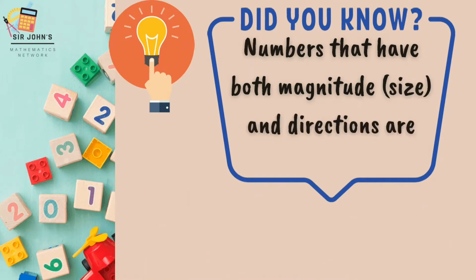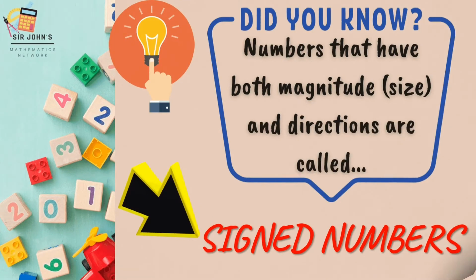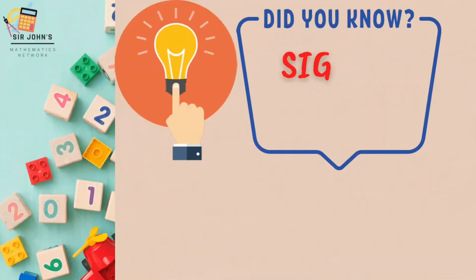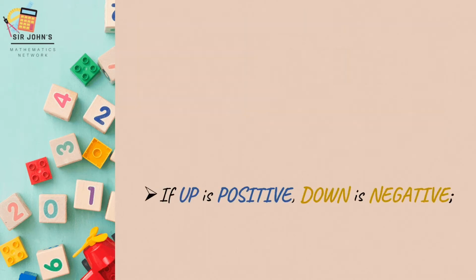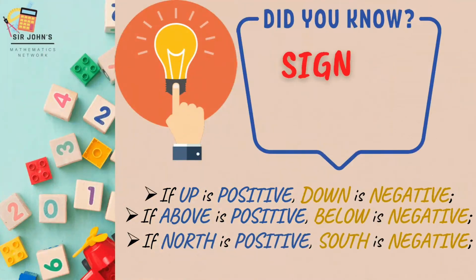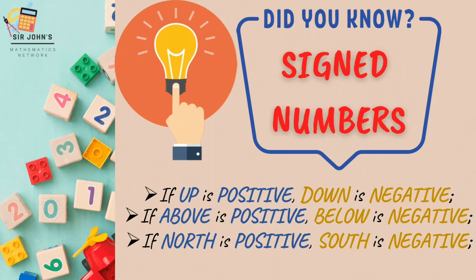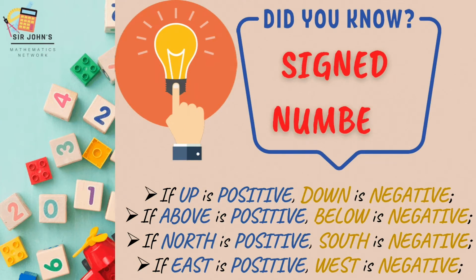Numbers that have both magnitude and directions are called signed numbers. Example: if up is positive, down is negative. If above is positive, below is negative. If north is positive, south is negative. If east is positive, west is negative.